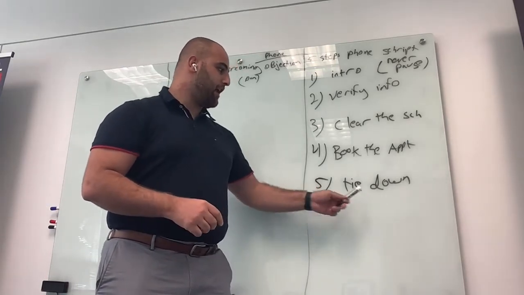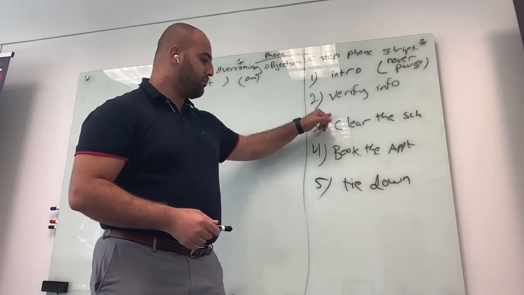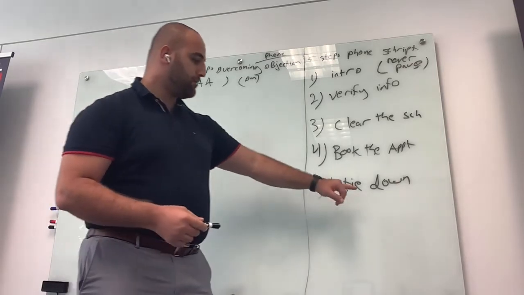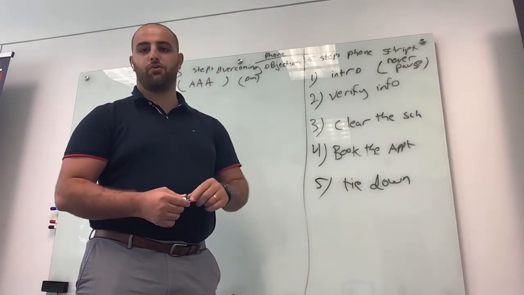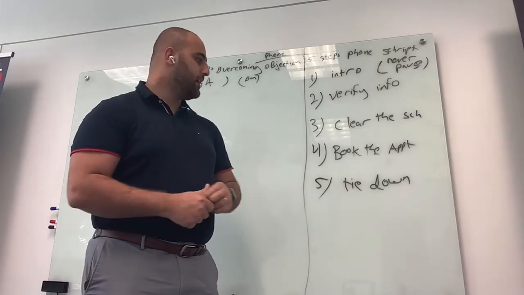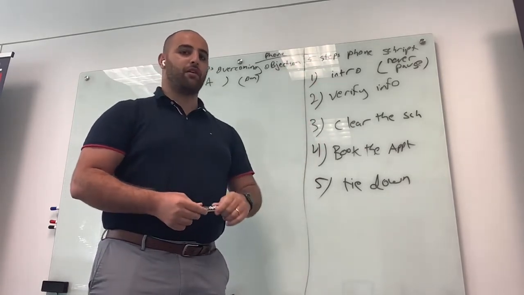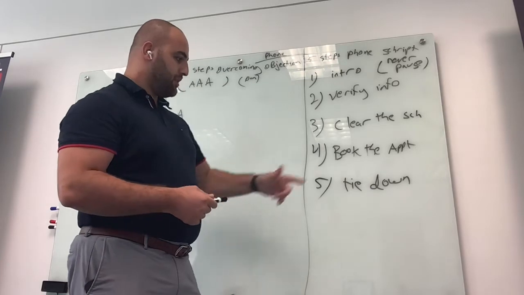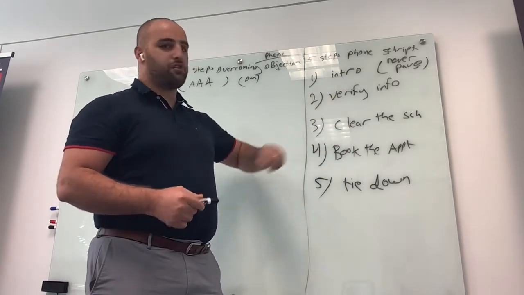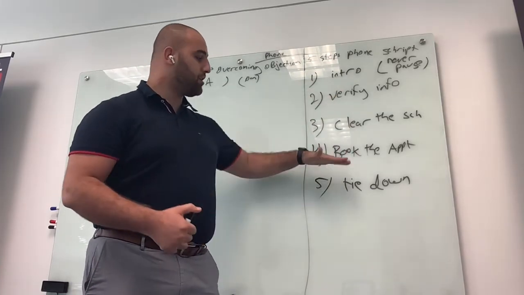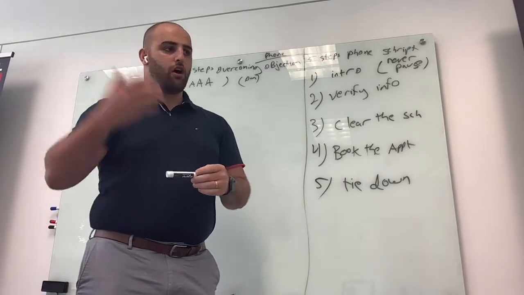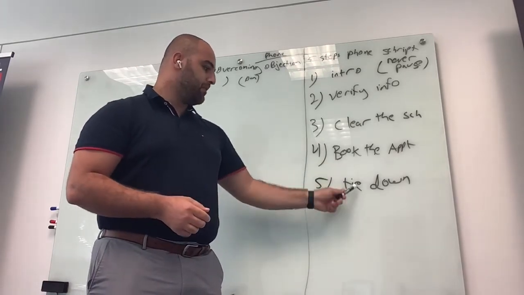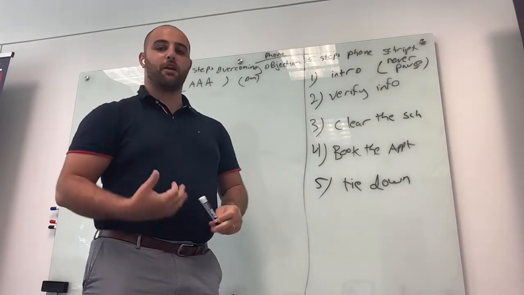Obviously, step number 5. Step number 3 and 5 are the most important ones. Because with step number 5, if you don't tie down the appointment, you will get no-shows as well, even if you followed all these 4 steps. Tie down is very simple. Because there was a misunderstanding in the conversation as you go to step number 4, where they say, I didn't know you were coming over, right? So tie down is more like, let them imagine you coming over.